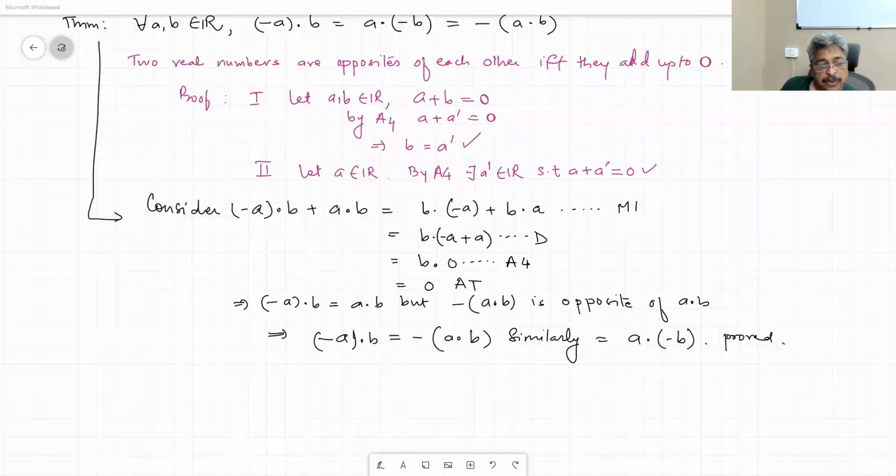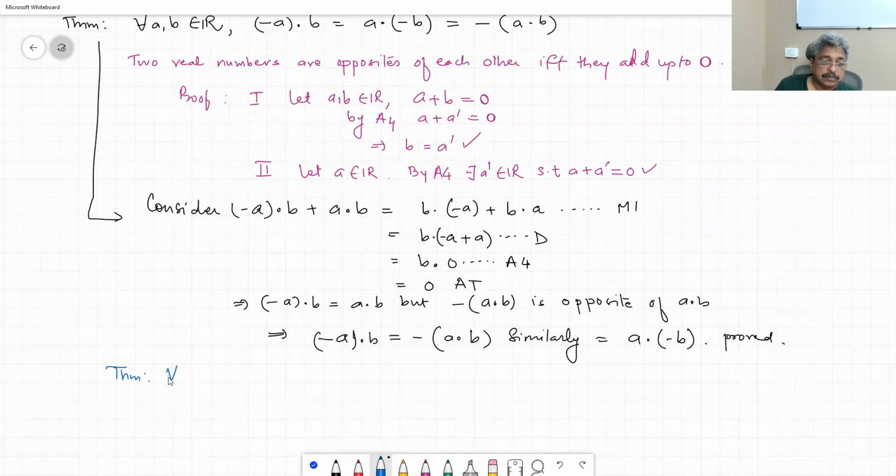Next, for every A, B belonging to R, opposite of A into opposite of B is equal to AB. This is simple. Later proof.